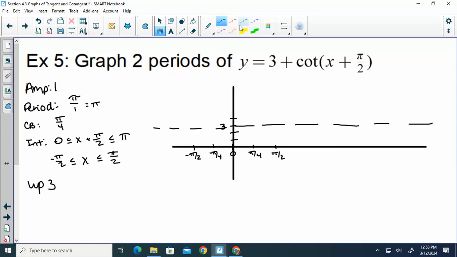Okay, we pick this because then both ends are vertical asymptotes. Cotangent equal to pi. And then the middle is 0, which is on our positive 3. Now cotangent, does it increase or decrease? Decreases. So at negative pi over 4, we will be 1 above this line. Positive pi over 4 will be 1 below.